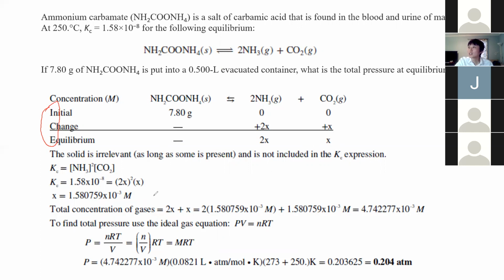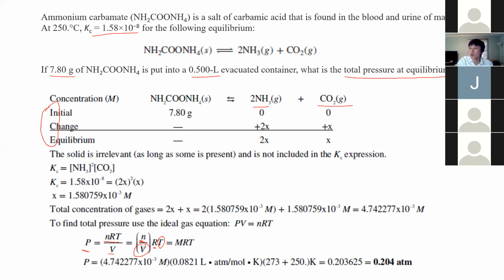In this example, we have this compound that decomposes into two different gases. We know the initial amount is 7.8 grams, we know the Kc value, and we know the volume. We want to know the total pressure at equilibrium. To know that, we must know the concentration or the number of moles, because the pressure depends on the number of moles, temperature, and volume. Here we already know the volume and the temperature, and R is a constant, so we must know the number of moles.